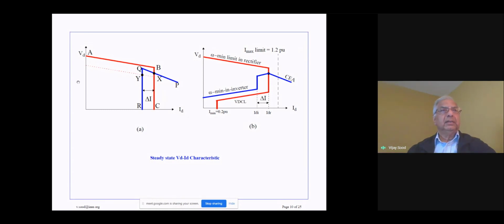All right, so how do we implement that control strategy? In this graphic over here, we have the rectifier shown in red and the inverter in blue. So let's talk about the rectifier side controls first. This graphic shows you the VD-ID characteristic of the controls. Now, the line AB, this line over here, represents the rectifier operating with minimum firing angle alpha.